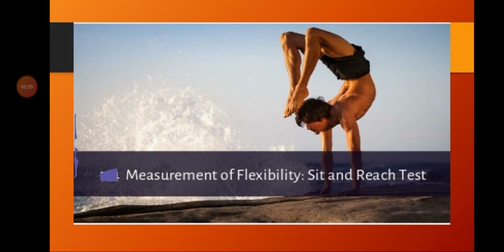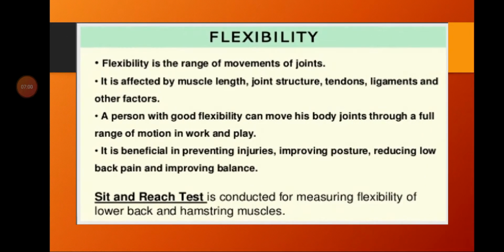Now let's pass on to the second topic, measurement of flexibility, sit and reach test. What is flexibility? Flexibility is the range of movements of joints. It is affected by muscle length, joint structure, tendons, ligaments, and other factors. A person with good flexibility can move his body joints through a full range of motion in work and play. It is beneficial in preventing injuries, improving posture, reducing low back pain, and improving balance.